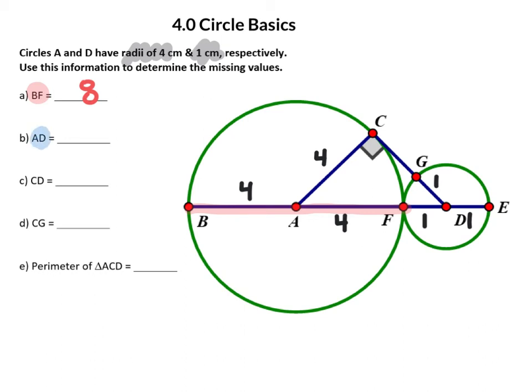They're interested in AD. AD is from here to here. That happens to be the radii of the big one and the radii of the little one, which is just a simple number of 5, isn't it?